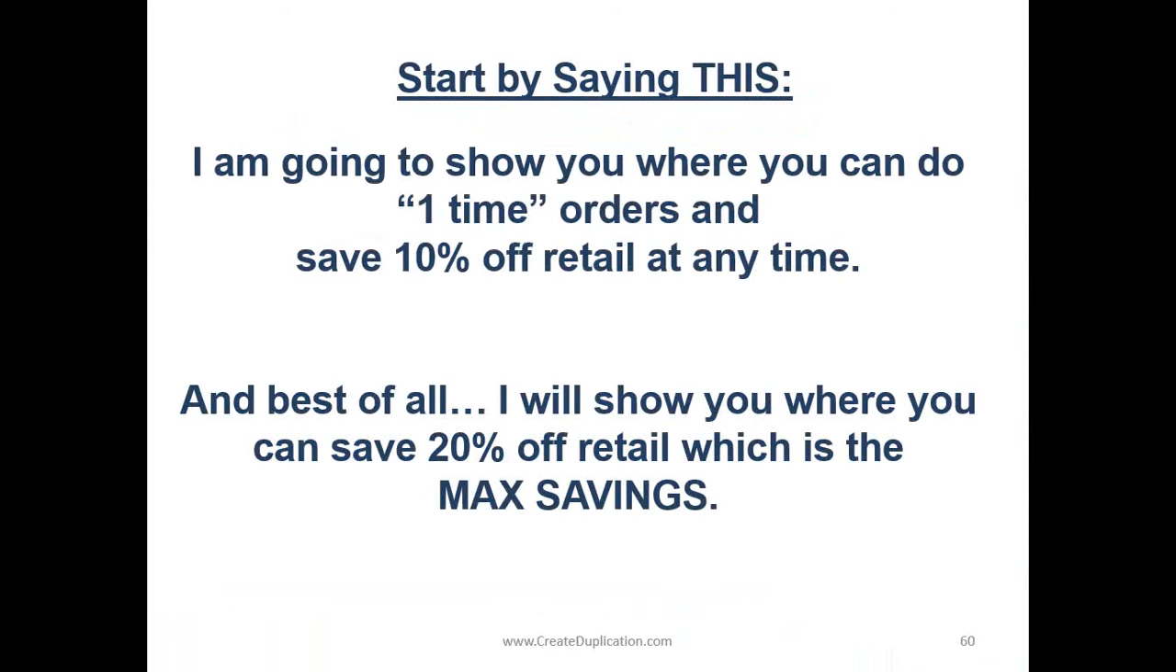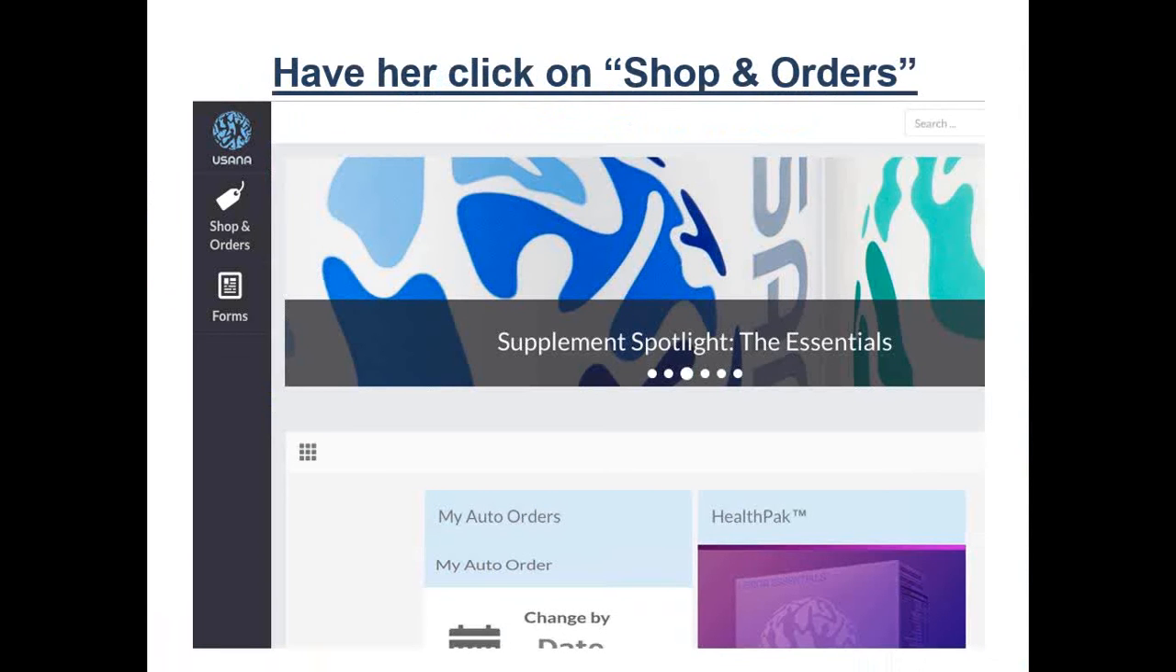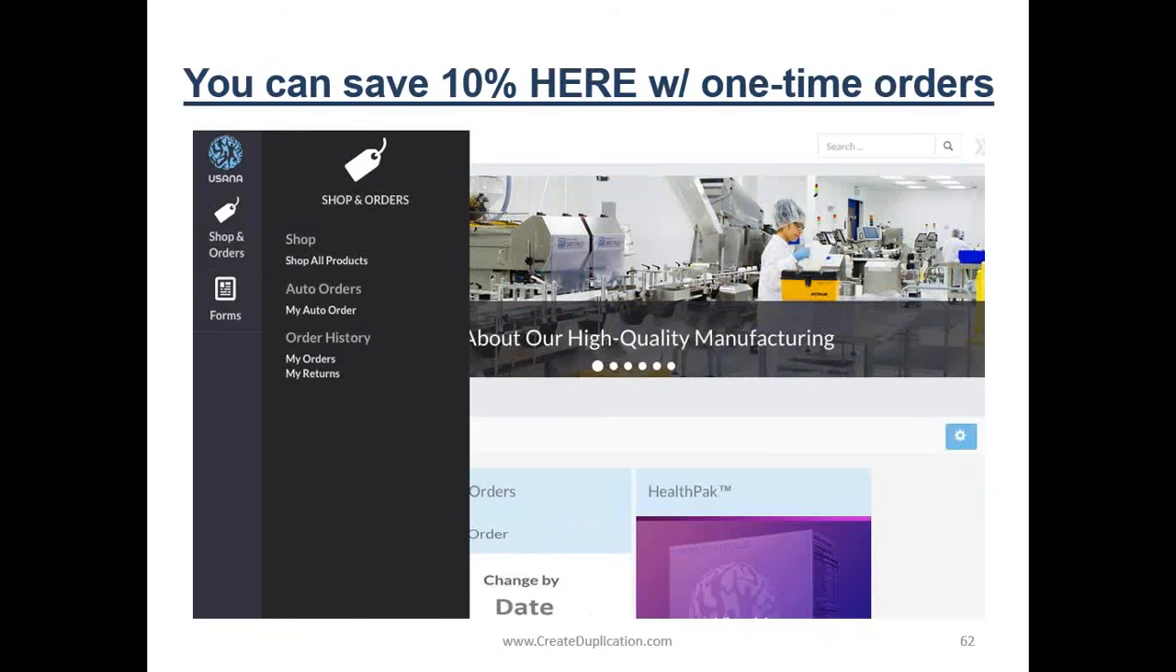Okay, so it's really simple, Marianne. Here's what's going to happen. First, I want you to click on Shop and Orders. So she's at her site there, and I have her click on the left, Shop and Orders. So she clicks on Shop and Orders, and you're going to see a little sidebar pop out, and you're going to click on Shop All Products. And you see there, Shop All Products. You see the sidebar. Shop All Products is where you do your one-time orders.